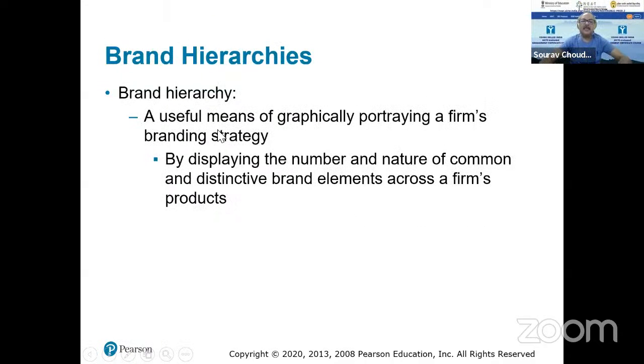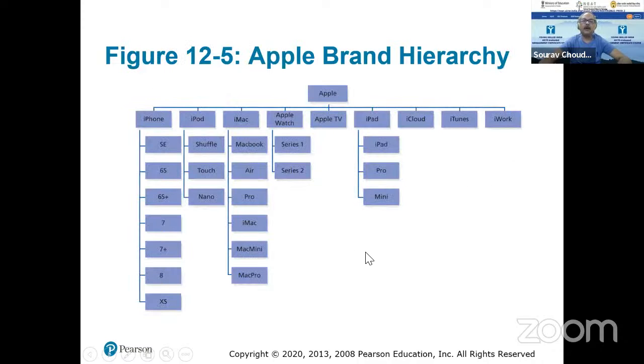So brand hierarchy is a useful means of graphically portraying a firm's branding strategy by displaying the number and nature of common and distinctive brand elements across a product. So this is what brand hierarchy looks like. Okay, so Apple. See how many products are there: iPhone, iPad, iMac, Apple Watch, Apple TV, iCloud, iTunes. There are so many products, so many brands under Apple. Apple is the umbrella brand, and under it there are so many brands.